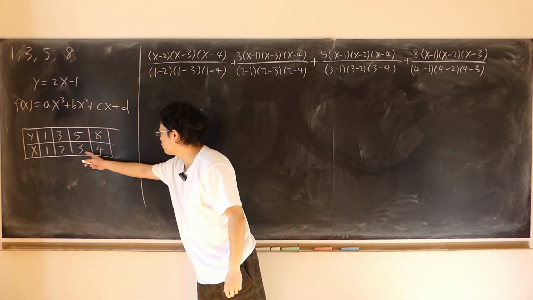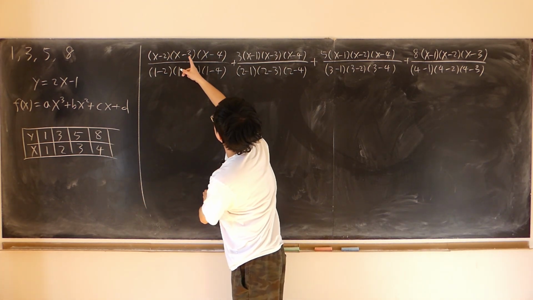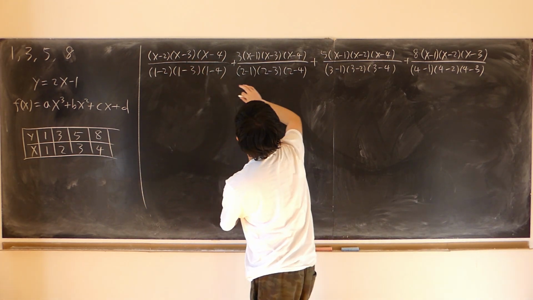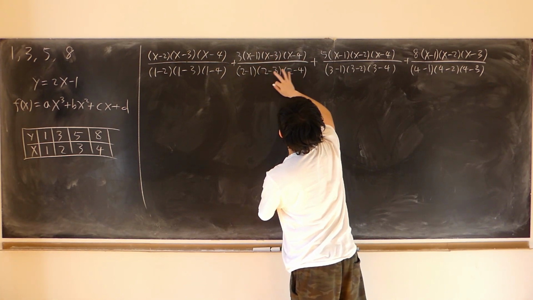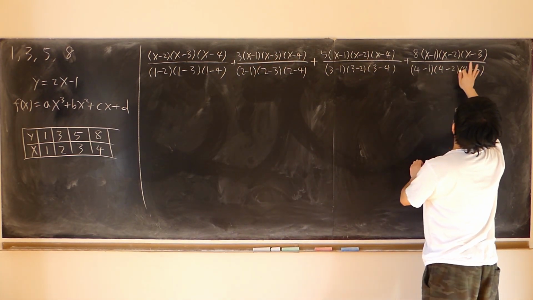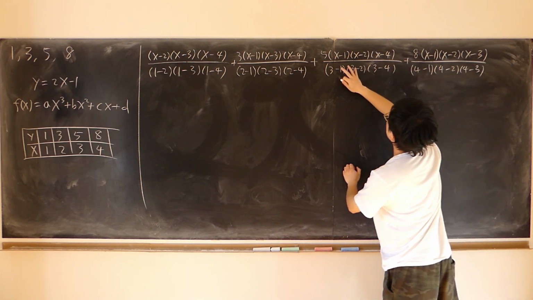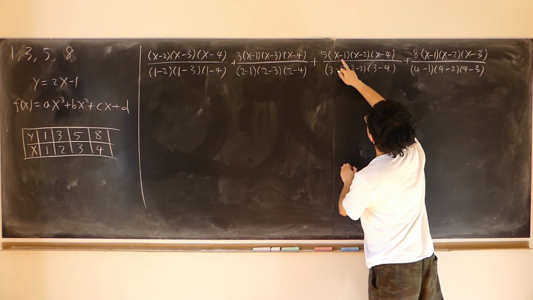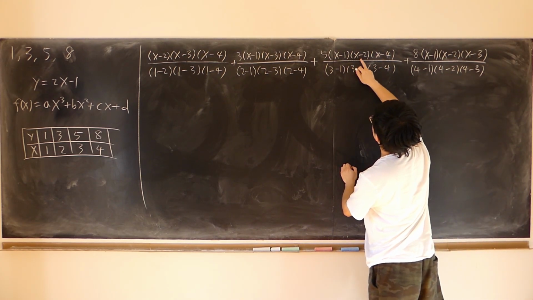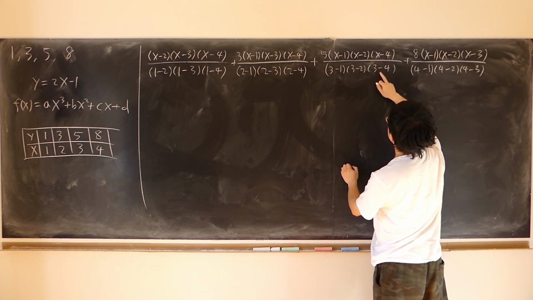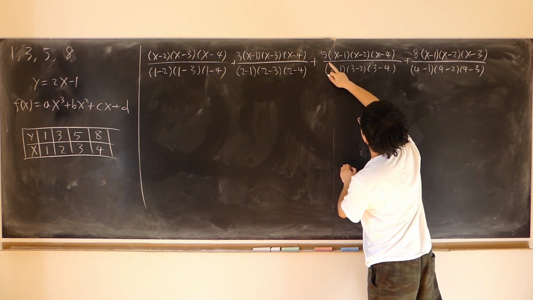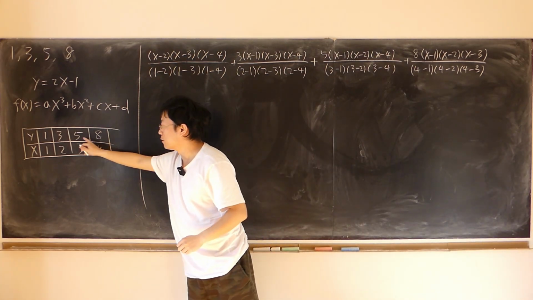When x is equal to 3, this is gone, this is gone, this is gone, this is gone. So I only have this. 3 minus 1 cancel with this, 3 minus 2 cancel with this, 3 minus 4 cancel with this. 1 times 5. It's really 5.